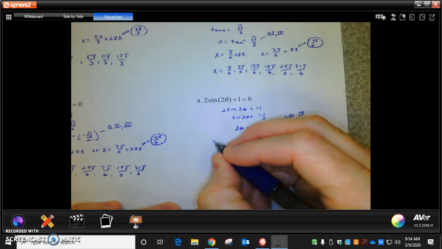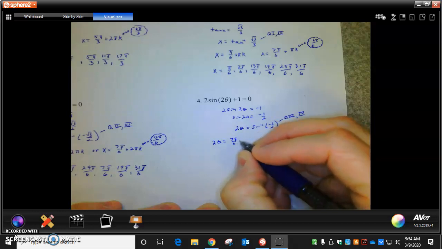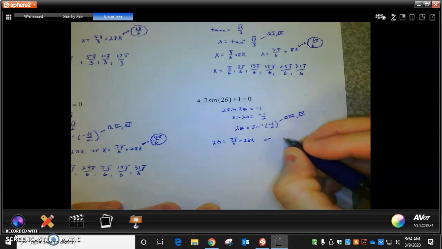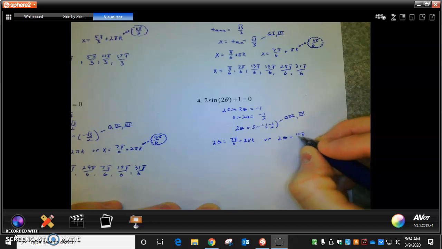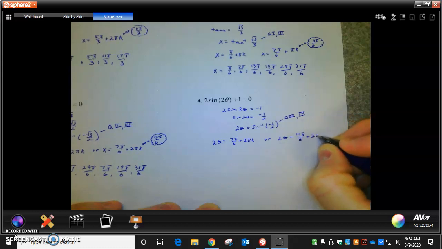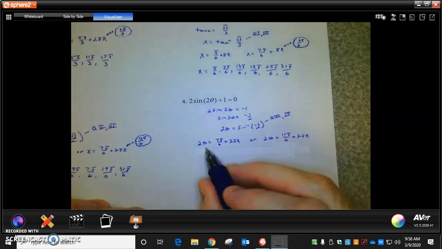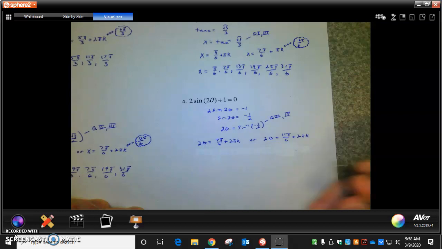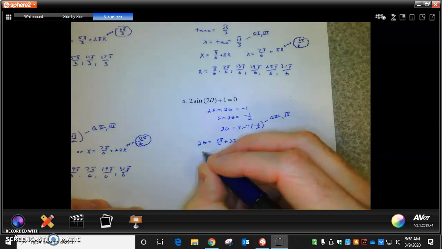2θ could equal 7π/6 plus multiples of 2π. Or 2θ could equal 11π/6 plus multiples of 2π. But we haven't solved for theta yet. So, to get the theta by itself, now we need to divide everything by 2.